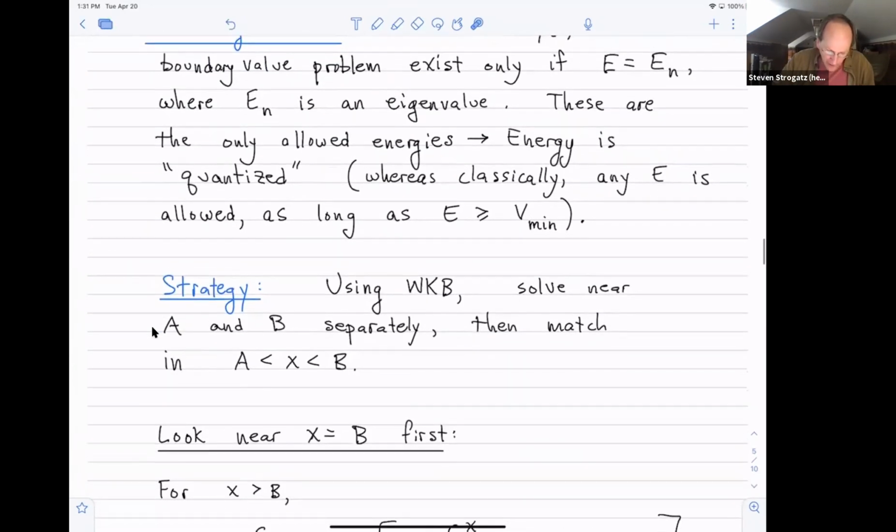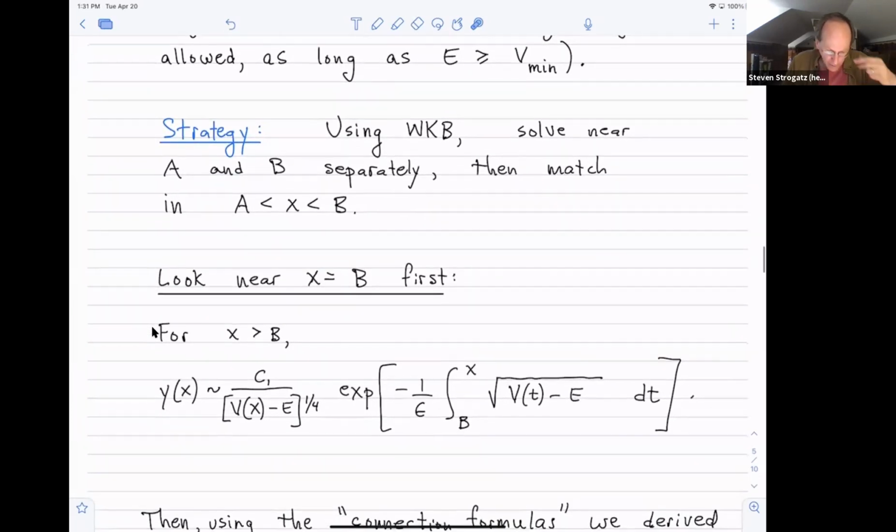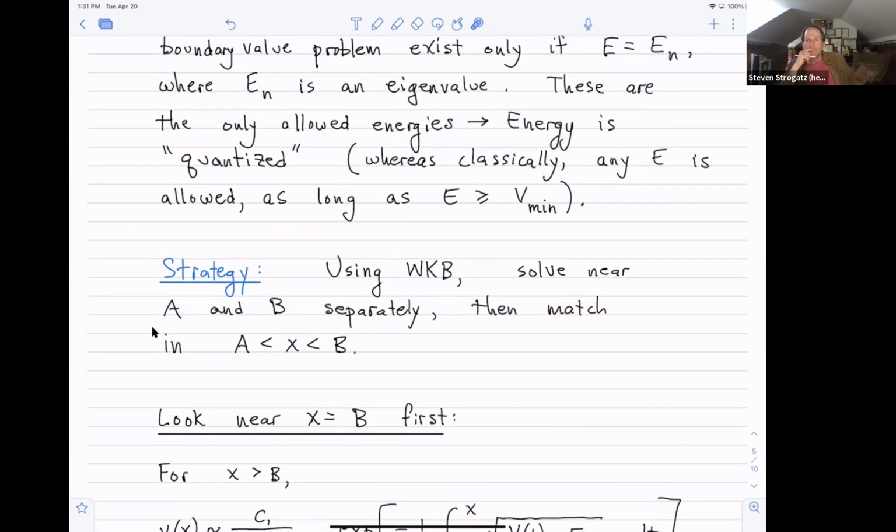Okay, so as I've been trying to say, our strategy here is, I've written all this out because it's a lot of writing, that using the WKB approach, we're going to approximate the solution near A and B separately. We're going to then match the oscillations in that classically permissible region between A and B and watch what pops out of that. So maybe I should pause there. Do you want to ask anything about the strategy or anything else? You're with me? Okay.